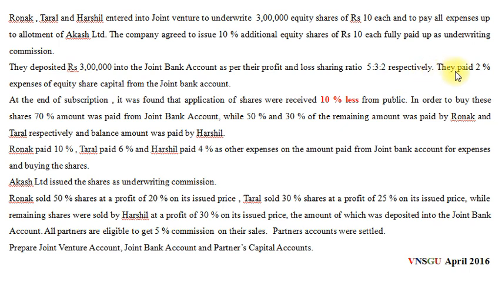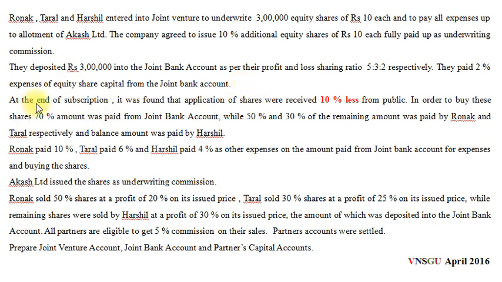Further, they paid 2% expenses of equity share capital from joint bank account. So equity share capital of Akash Limited is 3 lakh equity shares of rupees 10 each, that would be rupees 30 lakh. 2% of 30 lakh is equal to rupees 60,000. 60,000 will be paid as expenses from joint bank account, and this expense is for the joint venture. So our accounting entry will be: joint venture account debit rupees 60,000 to joint bank account rupees 60,000.